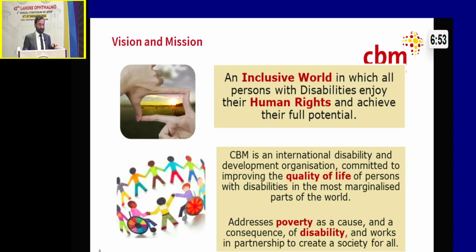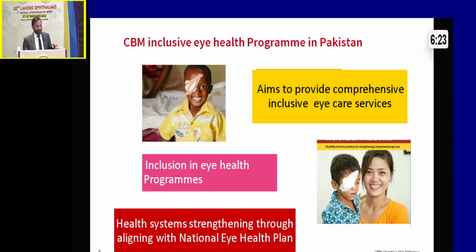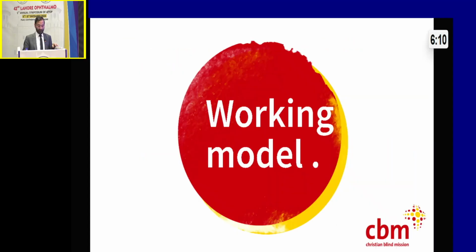CBM is an international development organization. Most of us might know, we work in more than 35 countries across the globe, and mostly our focus on eye health nowadays is in Africa and Pakistan. Our mission is to develop an inclusive world where everybody has a right to live with quality of life, because we understand that disability leads to poverty. We work in Pakistan with the aim to provide comprehensive inclusive eye services, inclusion in eye health as a mandatory subject, and a system strengthening approach where we work with the government.